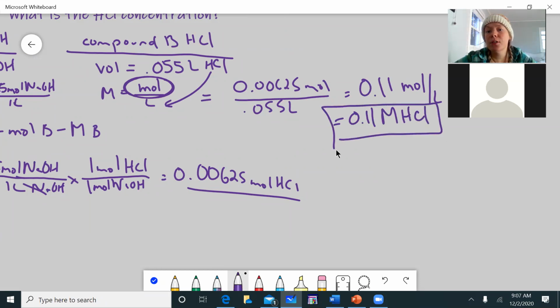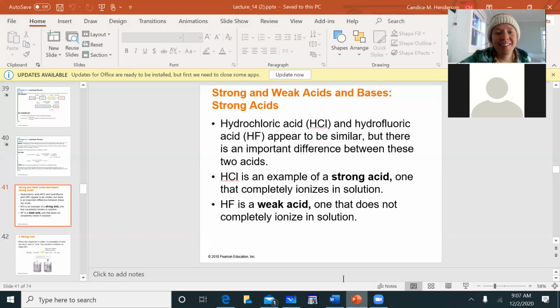So there's our concentration. Does anyone have any questions on that, on solution stoichiometry? Radio silence out there. Okay. Hopefully that means that we've gone over it enough times that you feel relatively comfortable with solution stoichiometry. Hopefully.